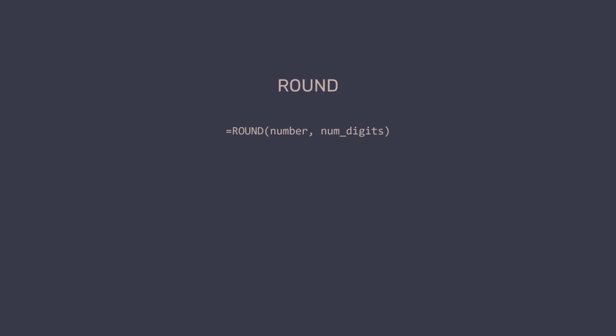Let's break down the round function structure. The syntax looks like this. Number, this is the value you want to round. It can be a direct number, a cell reference, or even a calculation. Num digits, this controls how many decimal places you want. If you put 0, it rounds to the nearest whole number. If you put a positive number, it rounds to that many decimal places.